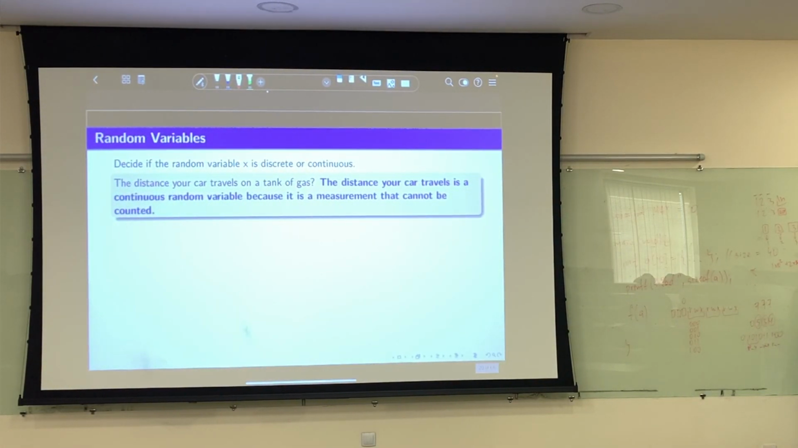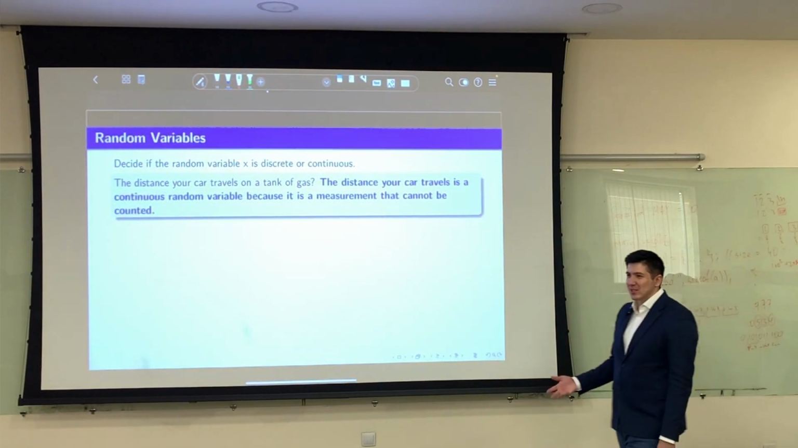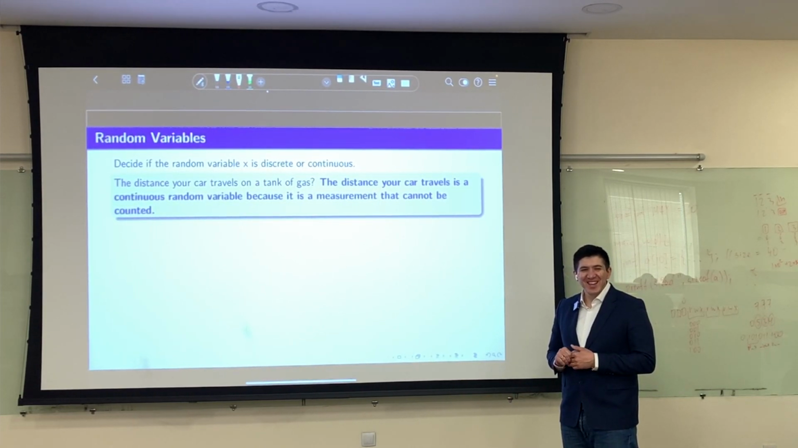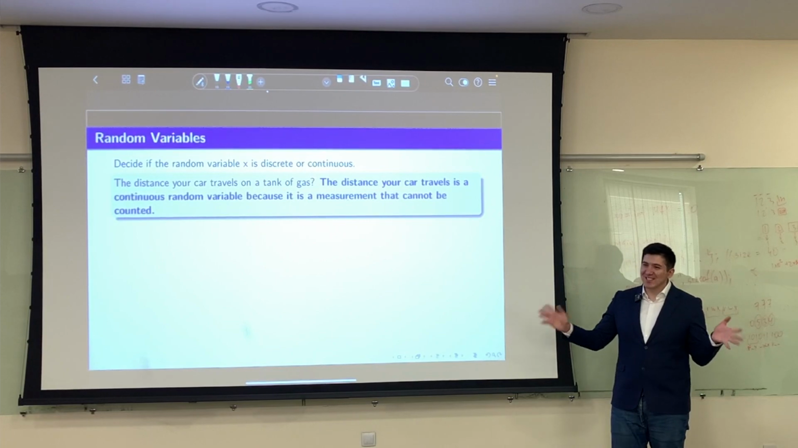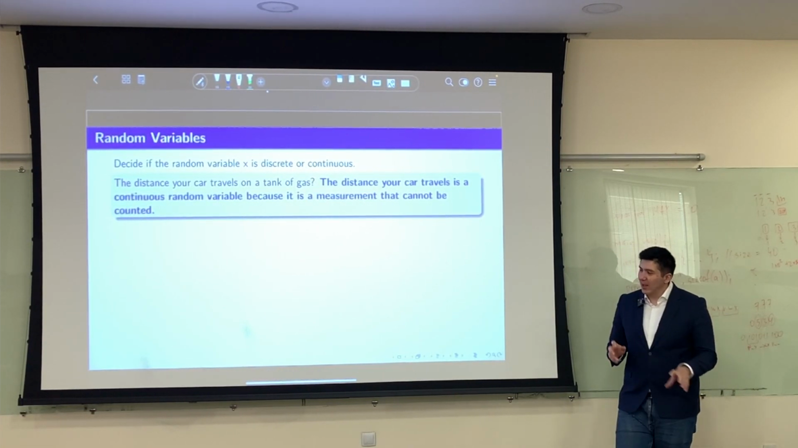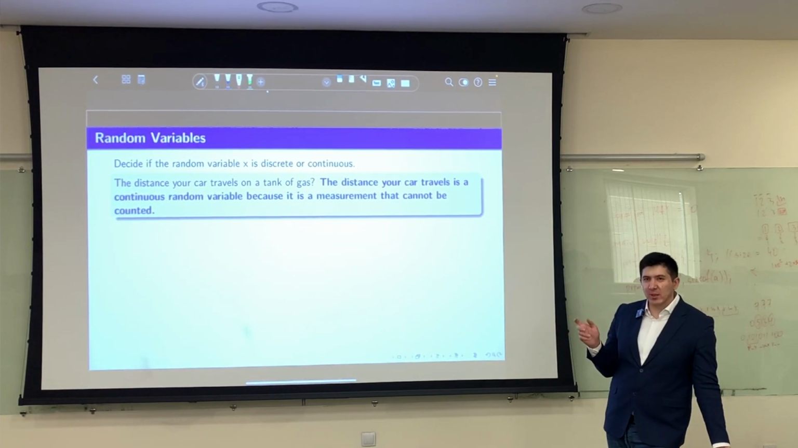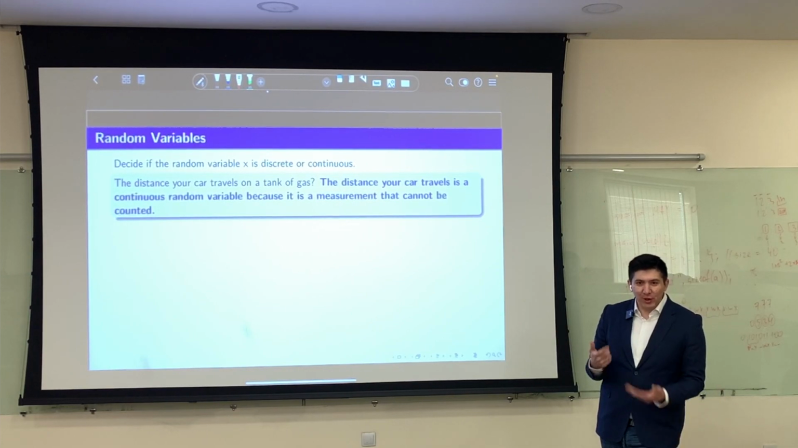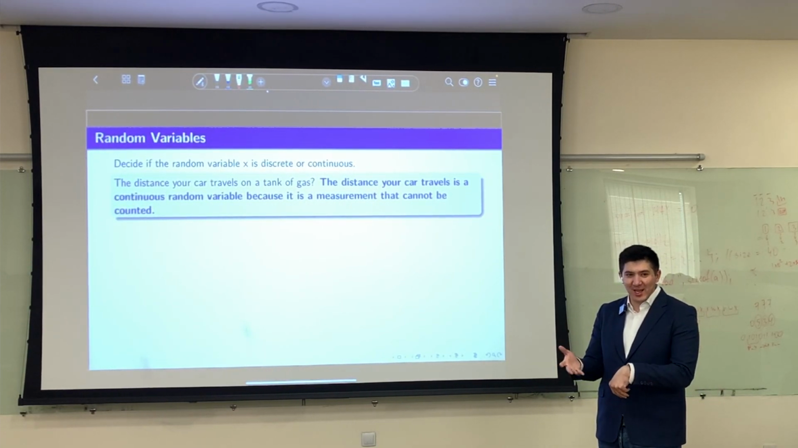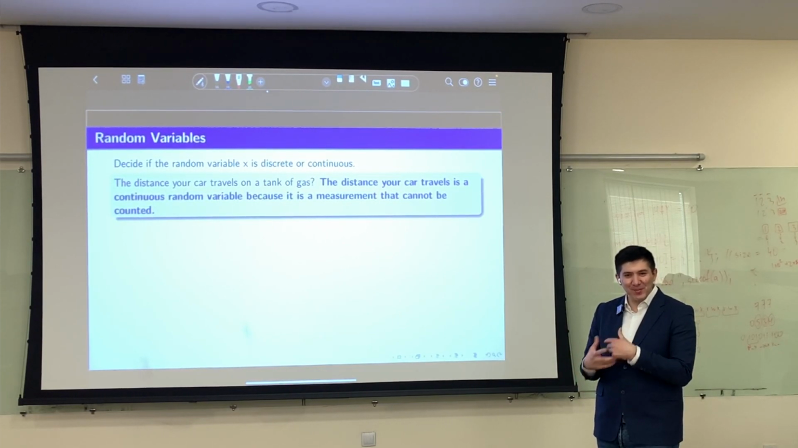You cannot count the distance, right? Distance is something which is measurable, right? I mean, I usually measure the distance. I don't know about you. Okay, so distance is something continuous. If it is confusing for you, you need to always think about whether it is measurable or countable. Okay, so you don't count the distance, for example kilometers, or you don't count the time. You measure the time, or you measure the kilometers, right? Or you measure the height.